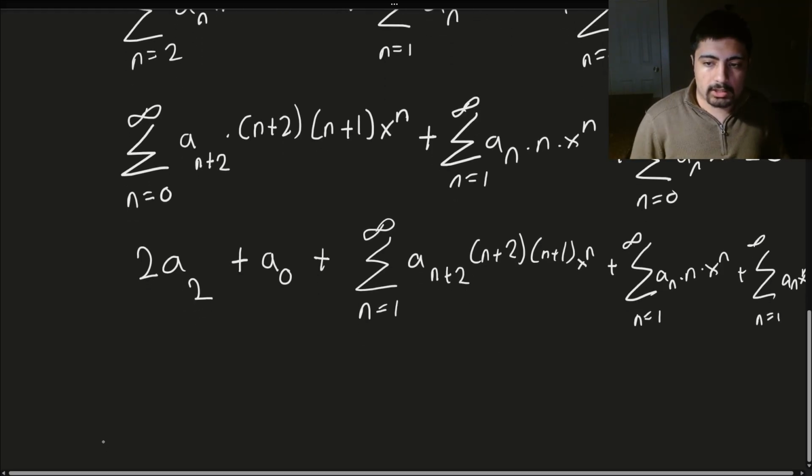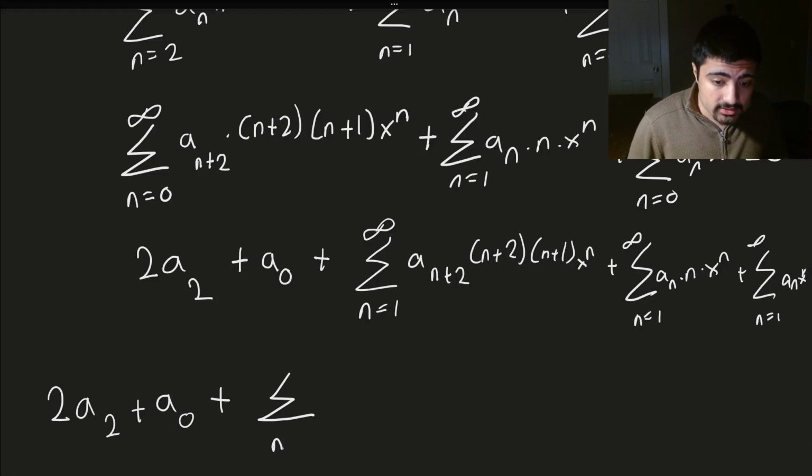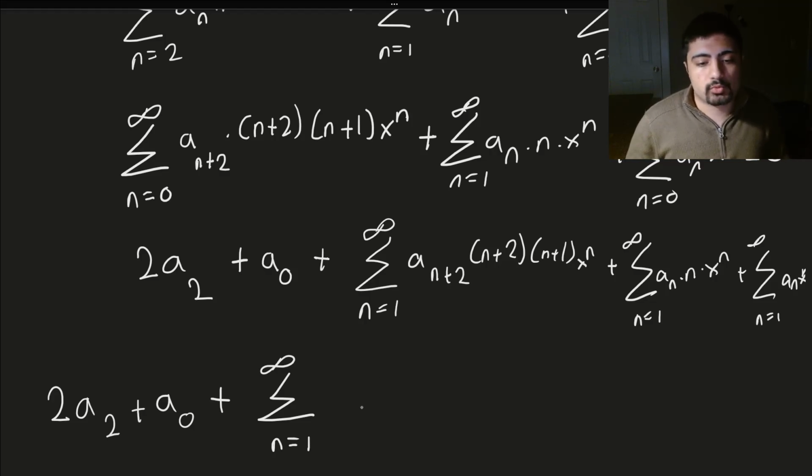Well, finally, we can rewrite this. We obviously cannot combine the constants, but we can combine these series into a single series. So our series will become a sigma, n equals 1 to infinity.